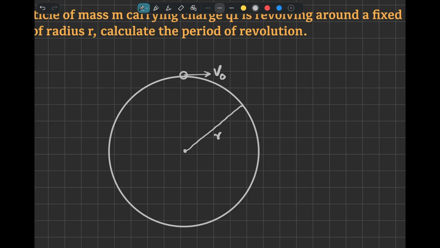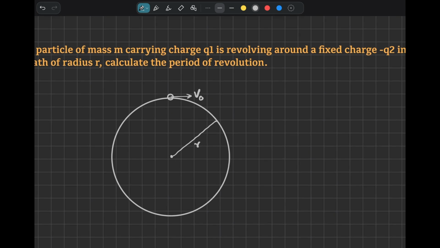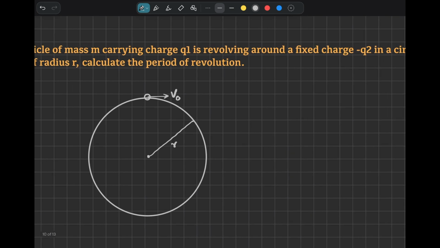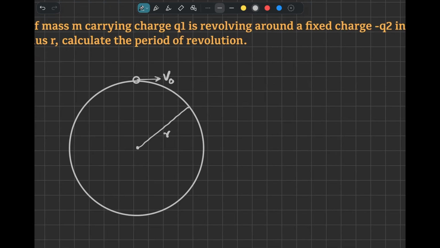So see, if the mass is revolving in a circular path, then the necessary centripetal force here will be given by, because it is revolving in a circular path, right? So in that case, it needs a force which acts towards the center to act as centripetal force. Here that force will be the electrostatic force. So K Q1 Q2 by R square acts as centripetal force. So I can say it is mv square by R.